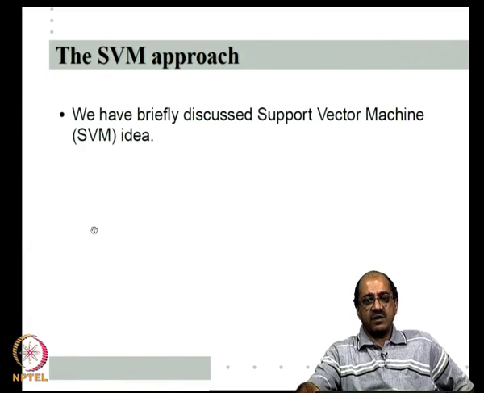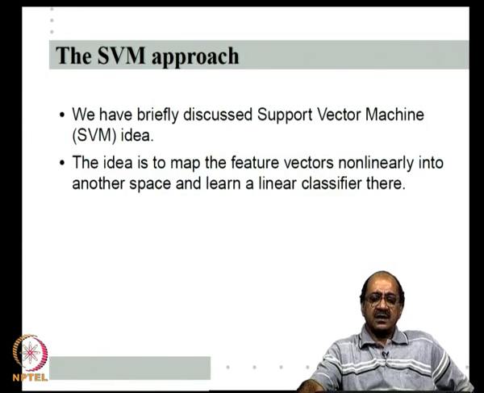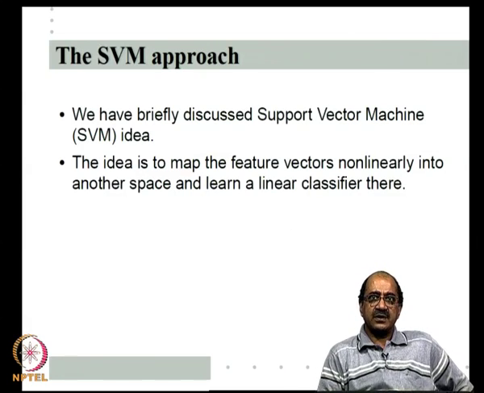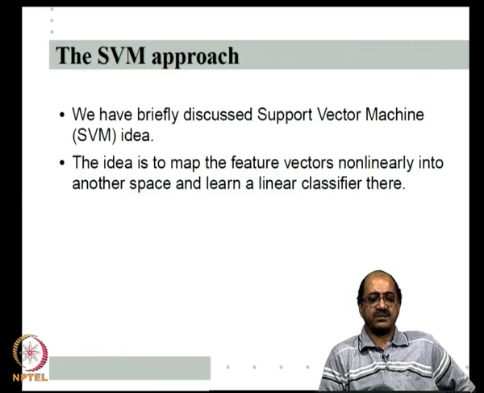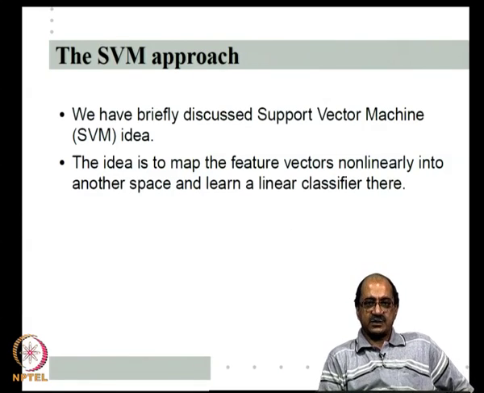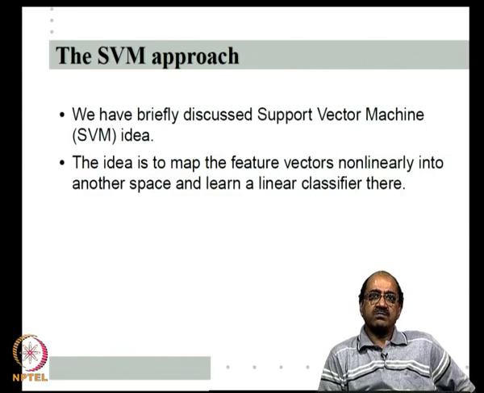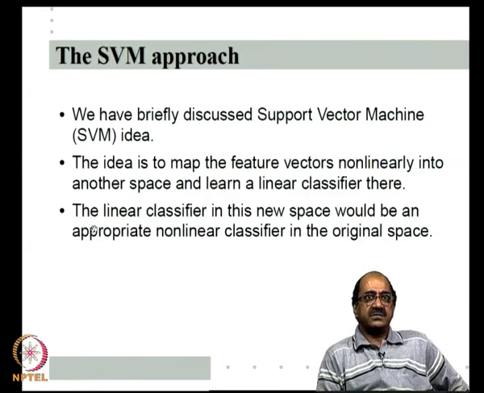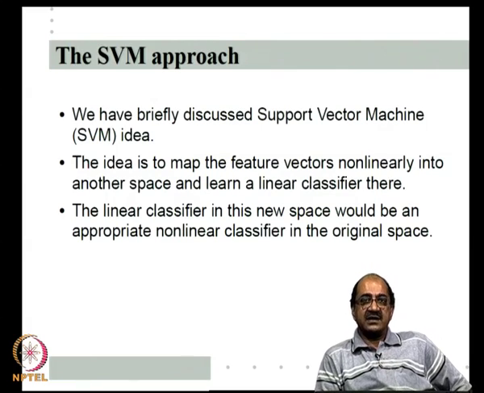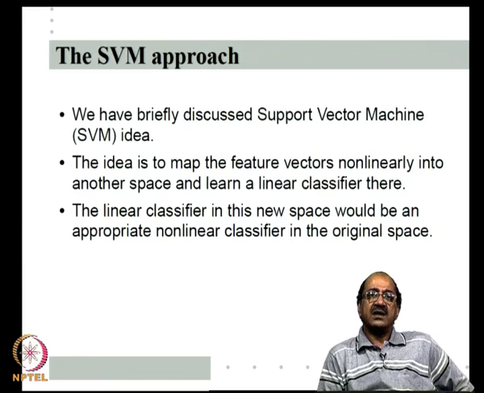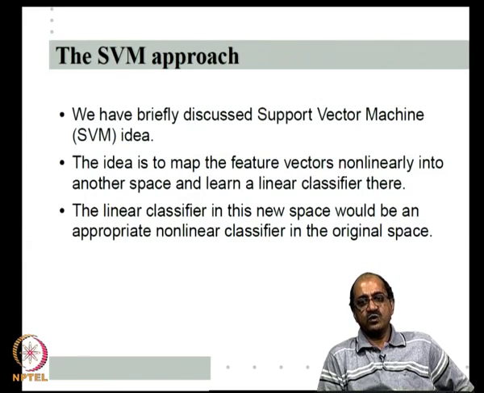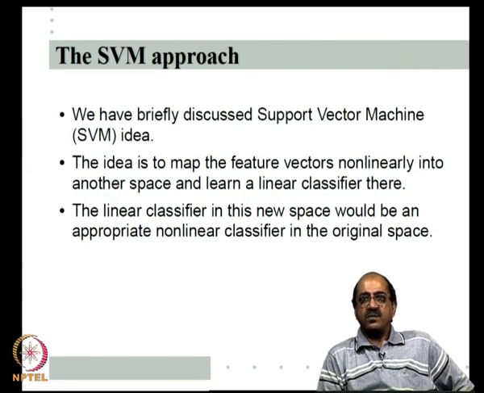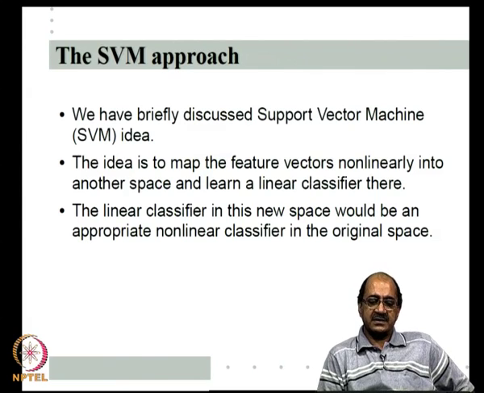So, the basic idea is the following. From the original feature space, you nonlinearly map the feature vectors into some other space, okay. Normally a higher dimensional space, though not necessarily so. So, you map into a different space, and in the new space learn a linear classifier. Now, this works because the linear classifier in the new space could be an appropriate nonlinear classifier in the original space. If you choose the right mapping, then the linear classifier in the new space would be a nice nonlinear classifier in the original space, right.